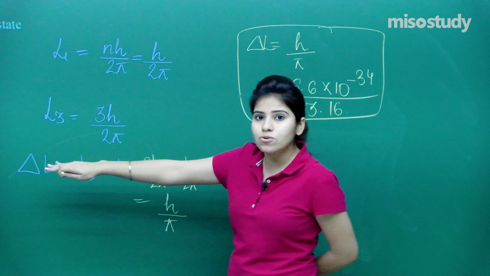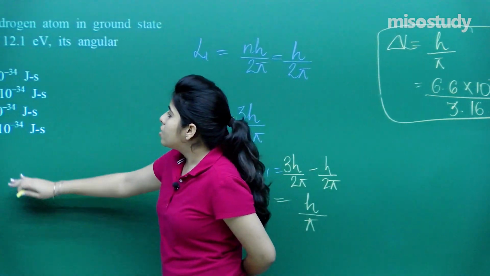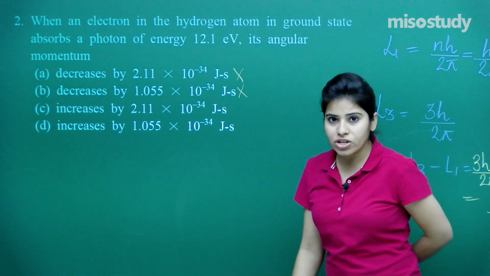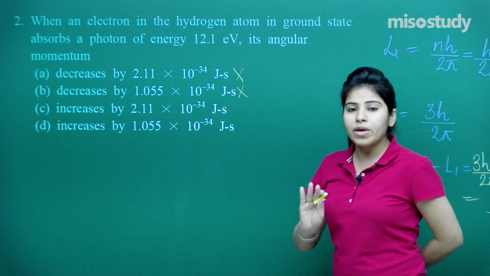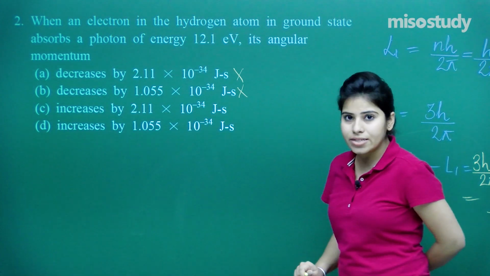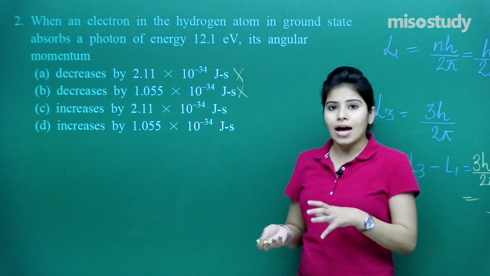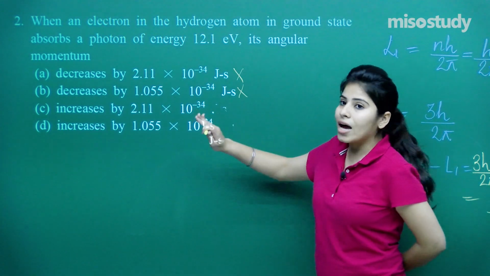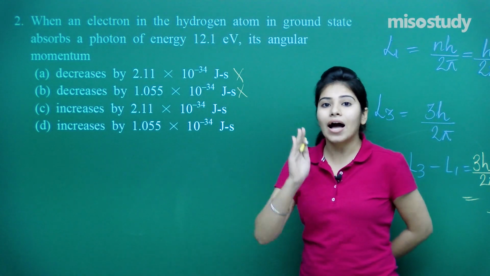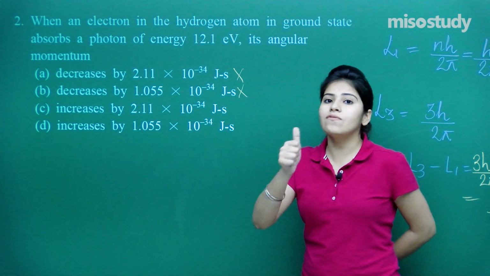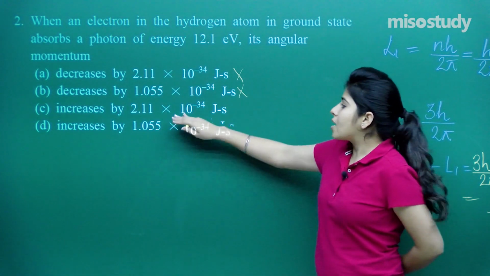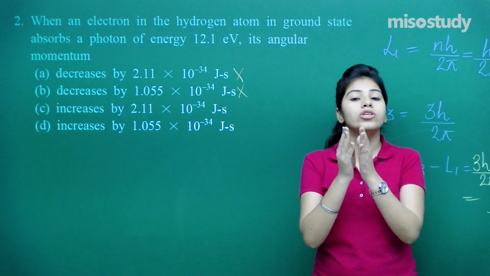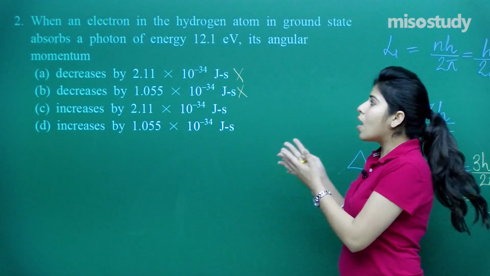Let me eliminate the options that will not be the answer. Definitely the decreasing options are cancelled out here. My options would be either C or D. Whatever value comes out will be your answer. I don't know the value, but I know that a positive value has arrived. So either C or D can be your answer, depending on your calculation. So you have to find out the answer.